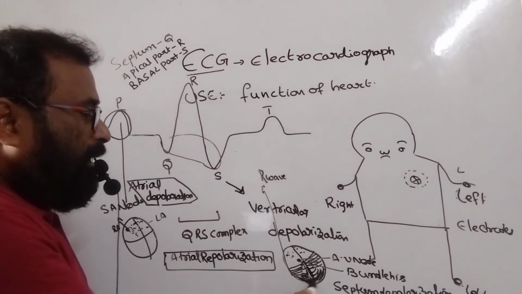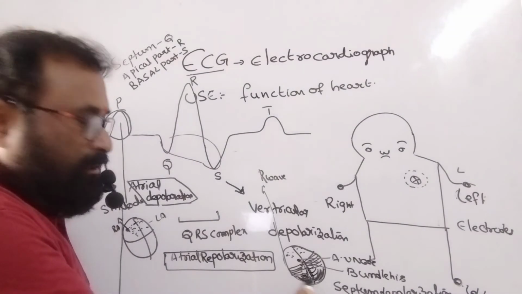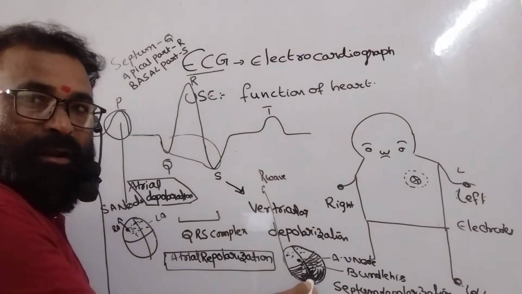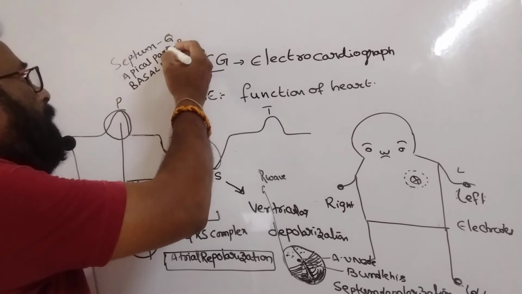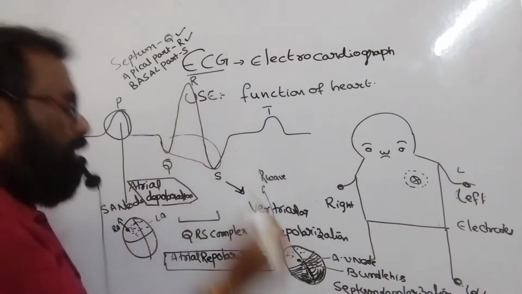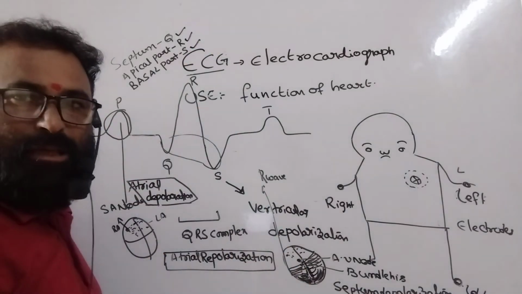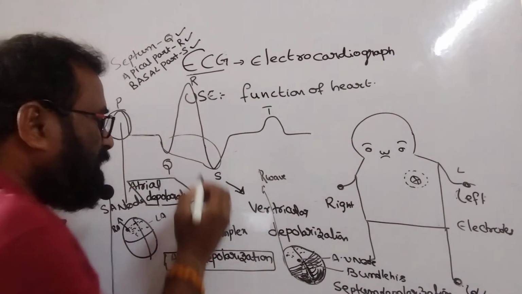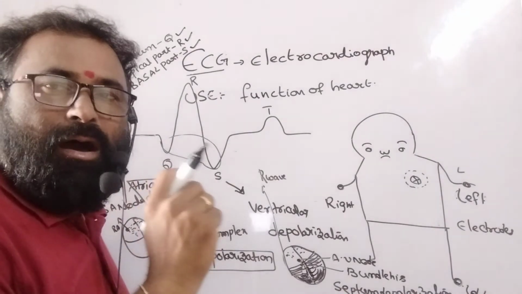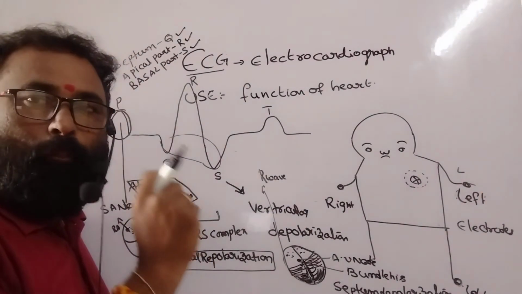Then the apical part of the ventricle gets depolarized. Then the basal part of the ventricle gets depolarized. Septum depolarization gives the Q wave, apical part of the ventricle depolarization gives the R wave, and basal part of the ventricle depolarization causes the S wave. Totally, the QRS complex is formed. The QRS complex is related to ventricular depolarization.